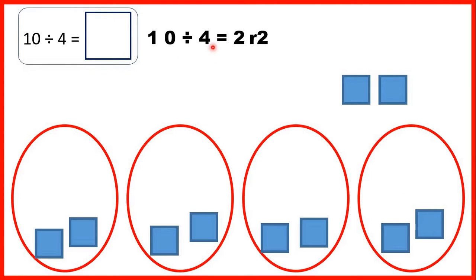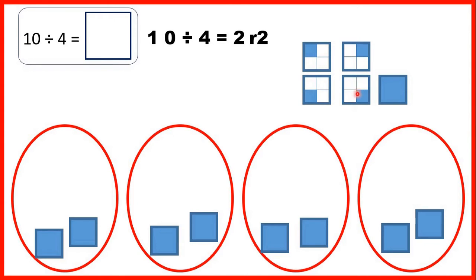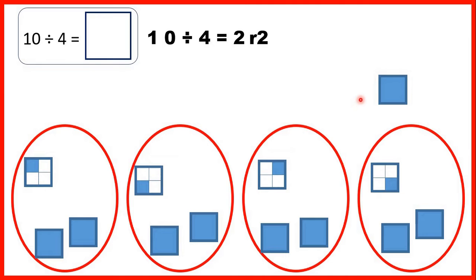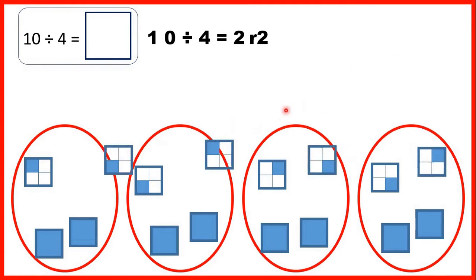So 10 divided by 4 is 2 remainder 2, because there are 2 blocks in each group, but then there are 2 blocks that we haven't been able to share out. But this time, what we can do is split each of our blocks into quarters. And the reason we're splitting them into quarters, not into thirds like we did in the last question, is because we're dividing by 4. So we split each block into 4 quarters, which can be shared out, and then we can split this block into quarters as well and share those out.